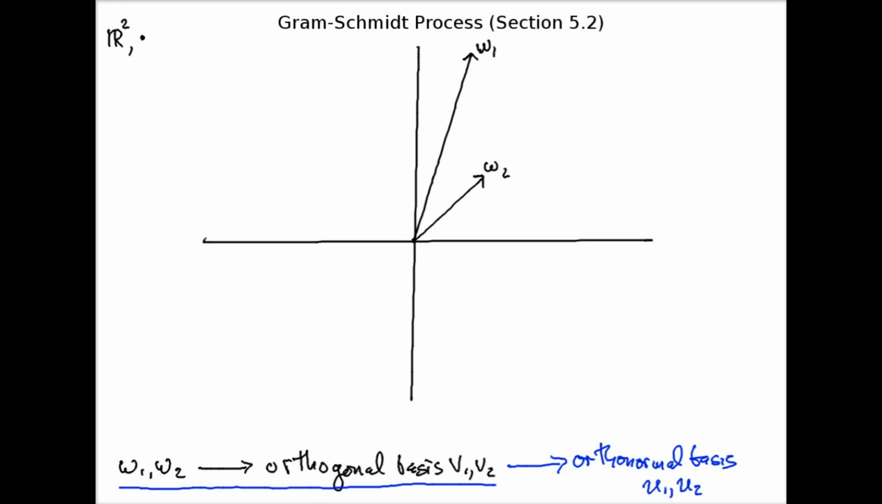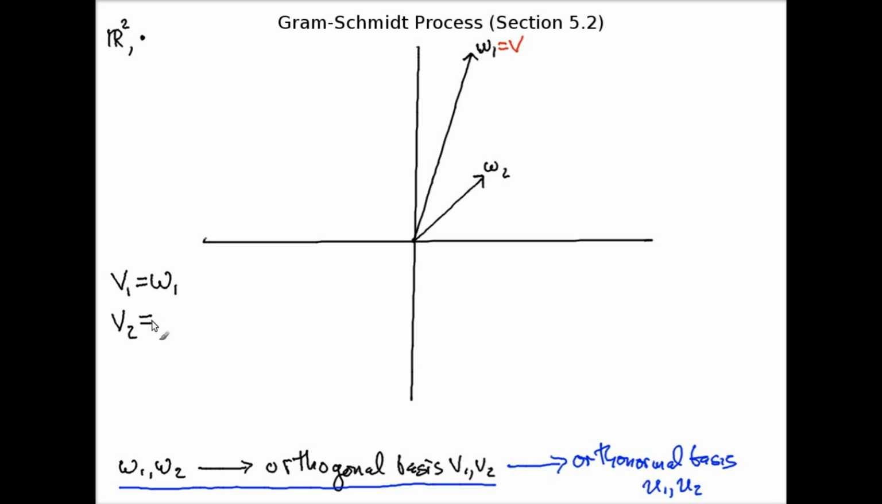So how do we do that? Well, we start with W1 and W2, and we want to get V1 and V2. So what would you like to take for V1? Well, let's just take V1 equals W1. That's a perfectly good start for an orthogonal basis. And now what do you want to take for V2?